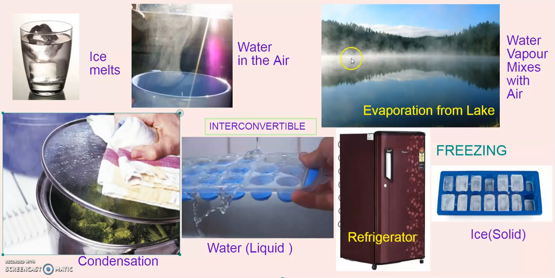And we can observe the evaporation process in lakes also. Water heats up due to the heat of the sun. It evaporates and produces water vapor, and this water vapor mixes with air. So this is water heating up due to the heat of the sun, producing water vapor and mixing with air. This process is called evaporation.